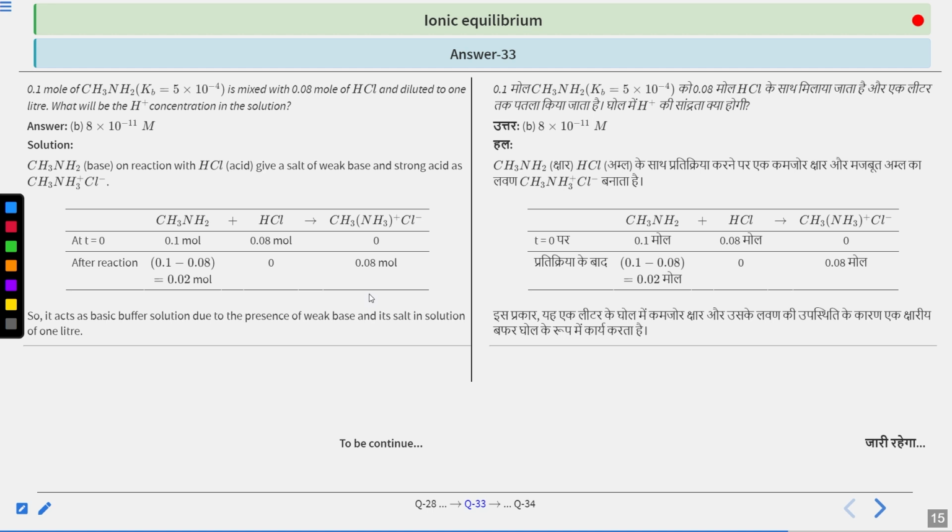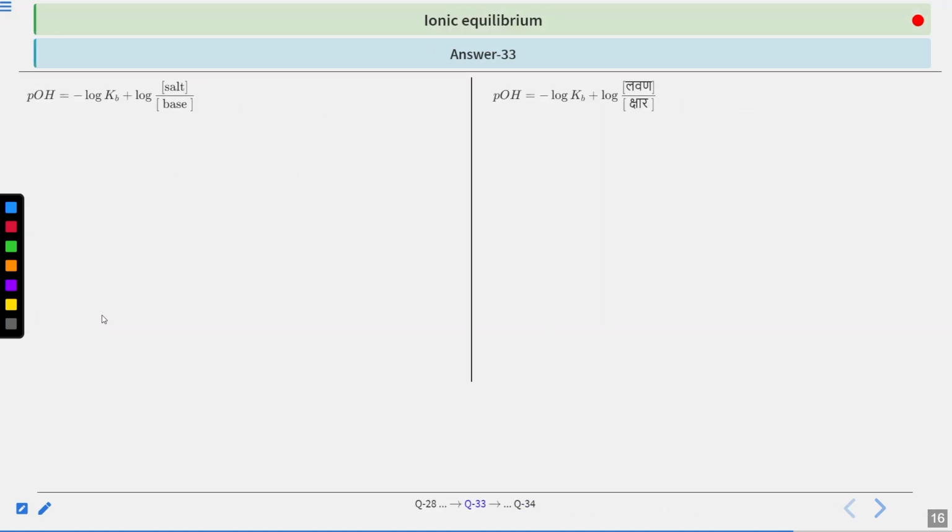So this will act as a buffer because of the presence of a weak base and its salt. This is the weak base and this is its salt. So this whole solution will act as a buffer, and the solution will have a volume of 1 liter. So what is the calculation used for this pH? pOH is equal to minus log Kb plus log salt by base. So this is for the buffer.